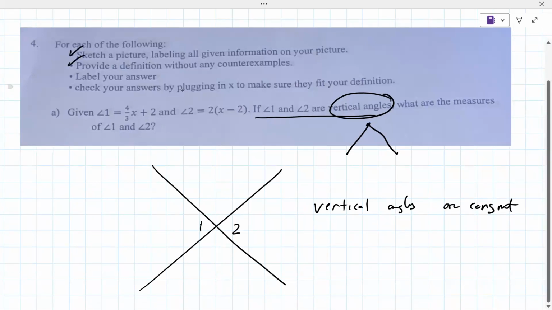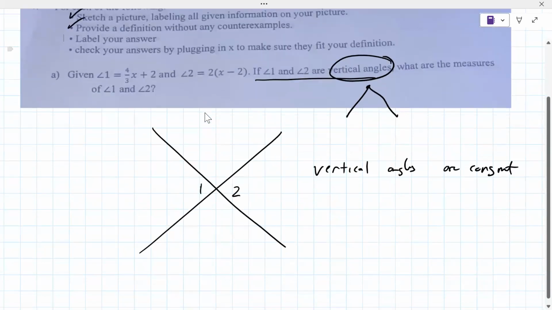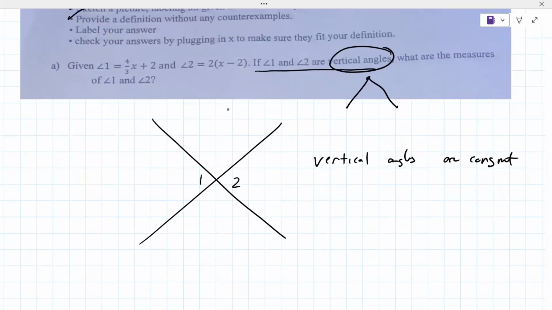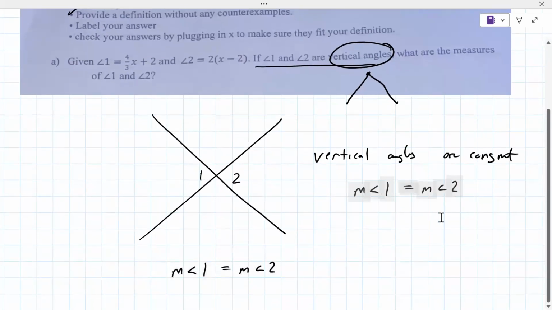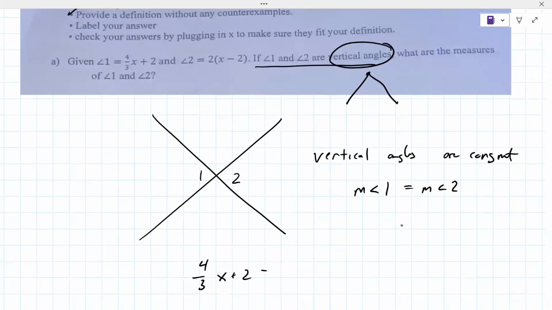All right. Now we have to solve. In this case, we're going to set the 2 angles equal to each other. The measure of angle 1 equals the measure of angle 2. That's kind of a definition, but it's not necessary. You're going to write the equation 4/3 x plus 2 equal to 2 times x minus 2, like that. Okay. Got it.